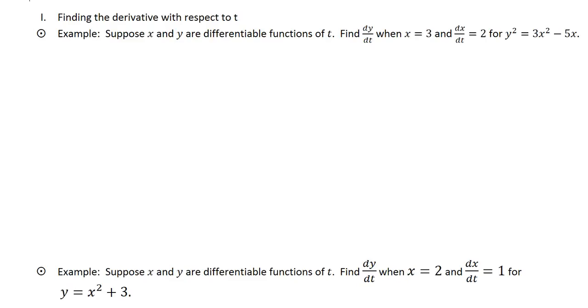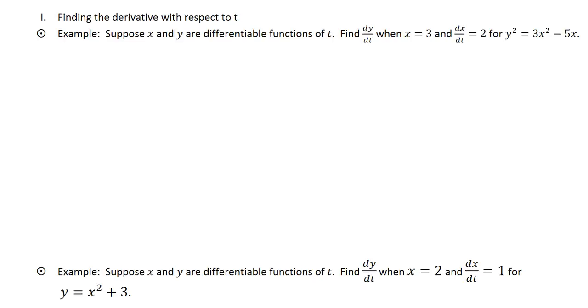In previous videos, we talked about implicit differentiation and finding dy over dx when you have an equation that's expressed in implicit form instead of explicit form. So in this video, we're going to do something similar, but instead of finding dy over dx, we're going to find the derivative of x and y with respect to a third variable t.